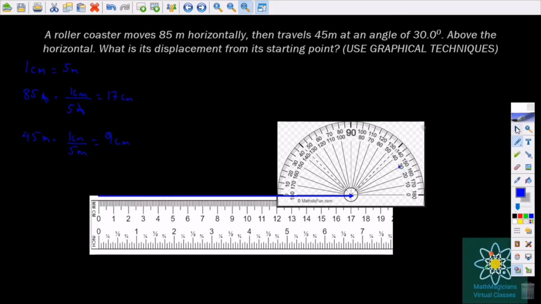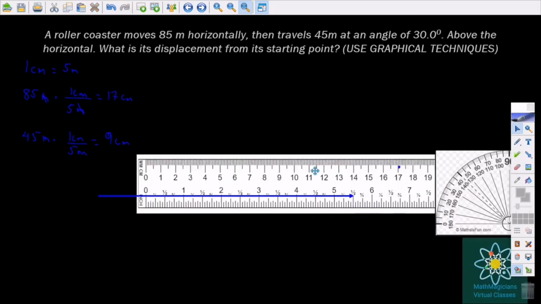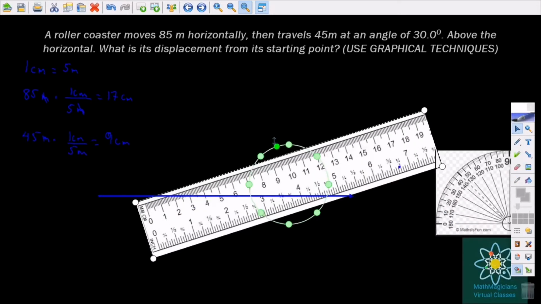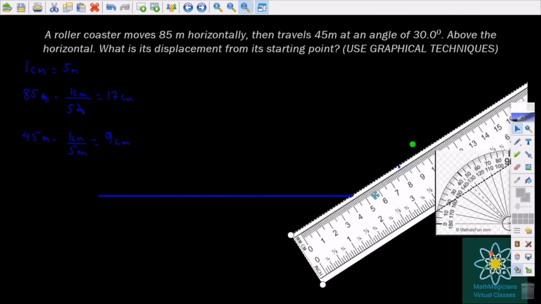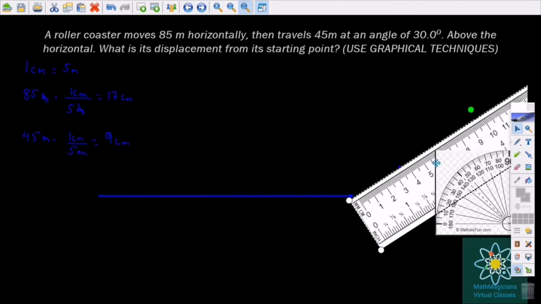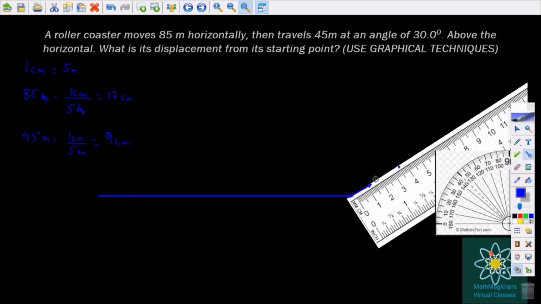30 degrees are here. Let's move the protractor away, and let's use our ruler for those 30 degrees. And how long is my line? Well, it has to be exactly 9 centimeters, our conversion of 9 centimeters. Let's go back to the lines, and we're going to move our line in that direction for 9 centimeters. Okay, what am I looking for? I'm looking for my resultant.